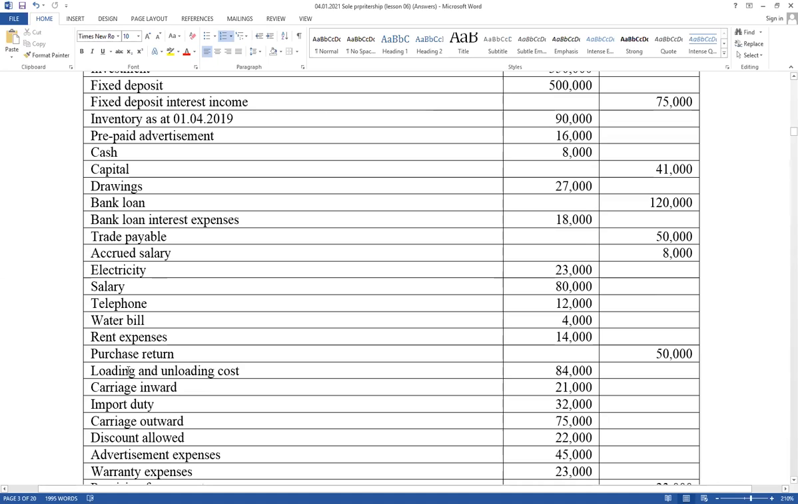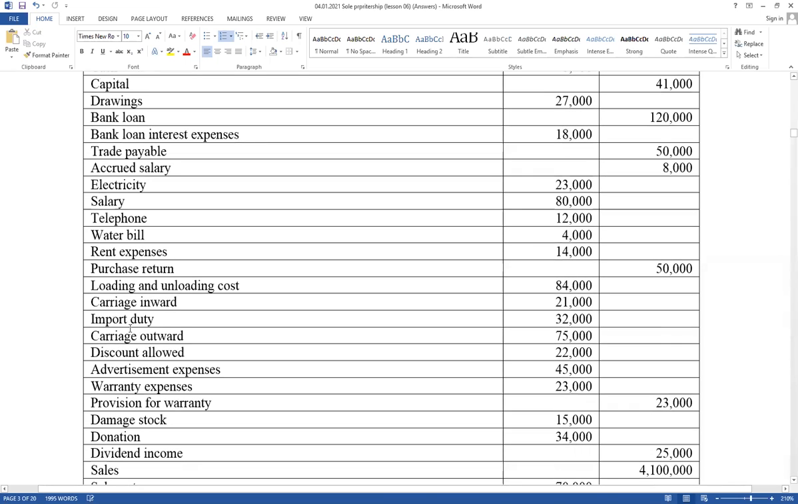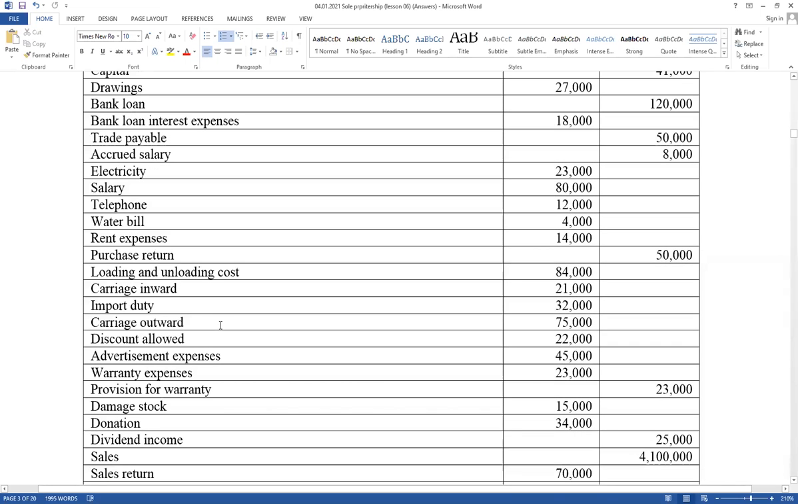Loading and unloading cost is also part of purchases. This value should be included under the cost of sales calculation. Then carriage inwards and import duty are also part of purchases, and should also be included under the cost of sales calculation. Then carriage outward is given, it is an expense. Discount allowed is an expense.